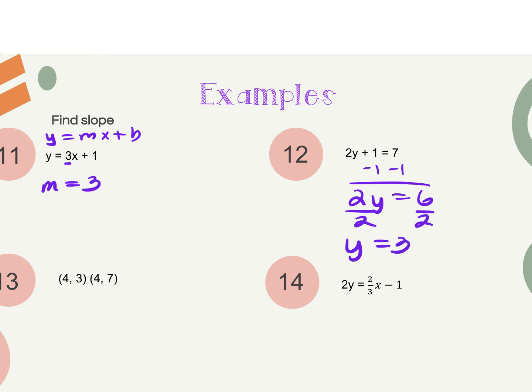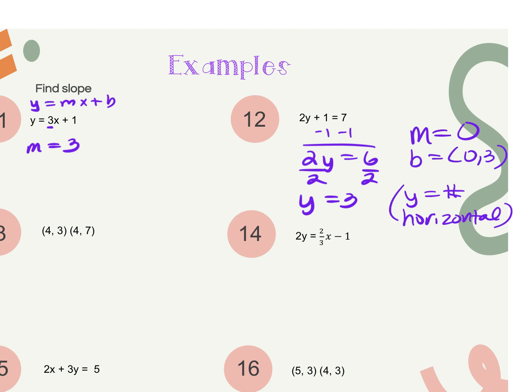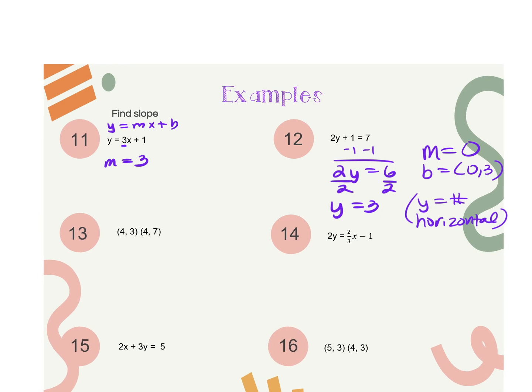Notice there's no x here. Remember, whenever it's y equals a number, this is a horizontal line. And you're memorizing that a horizontal line has a slope of 0. If it asks for the y-intercept, that y-intercept would be 0, 3. The y-intercept over on this one, the b, would have been 0, 1.